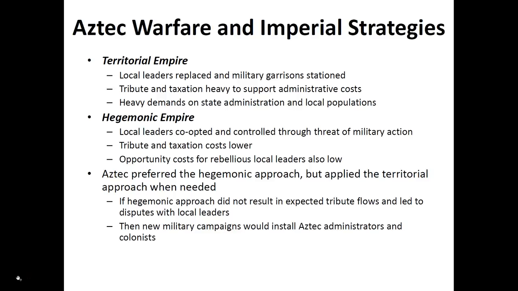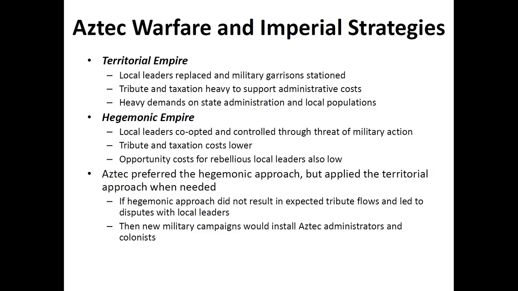The Aztec preferred following the hegemonic approach because of its lower cost, but they would apply the territorial approach when needed. If the hegemonic approach did not result in expected levels of tribute flow, or led to disputes with local leaders who might be resistant, then new military campaigns would be sent in order to remove those local leaders and install Aztec administrators. And in some cases, Aztec colonists would be moved into these areas in order to dilute the local population and prevent resistance.